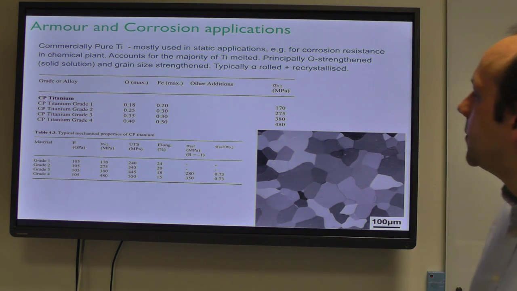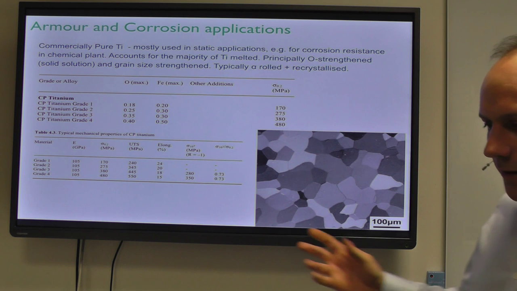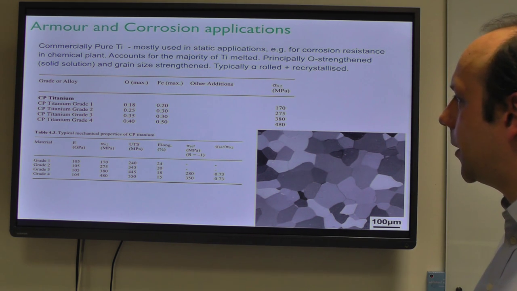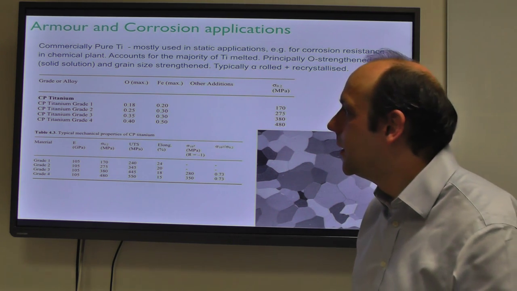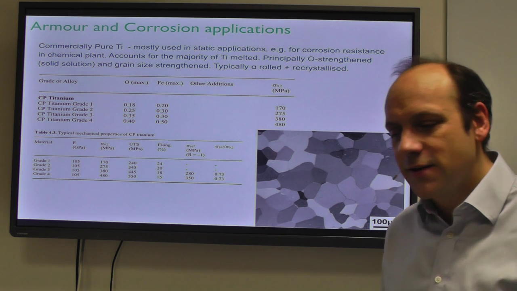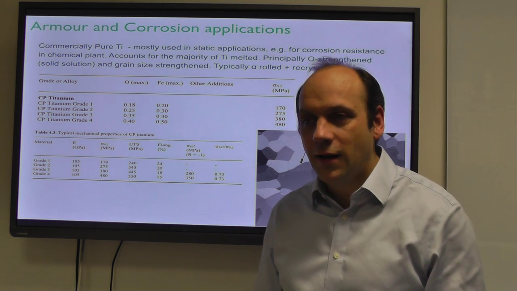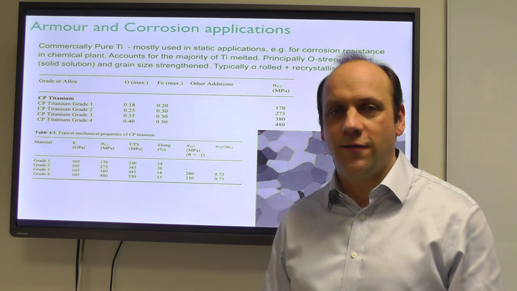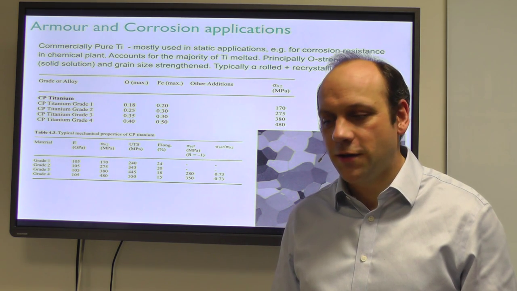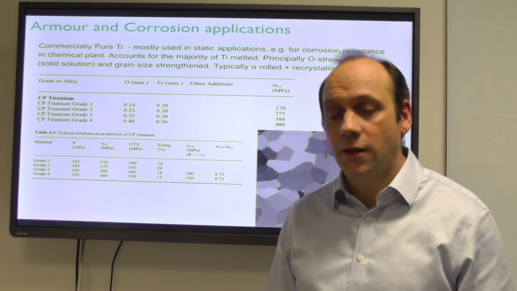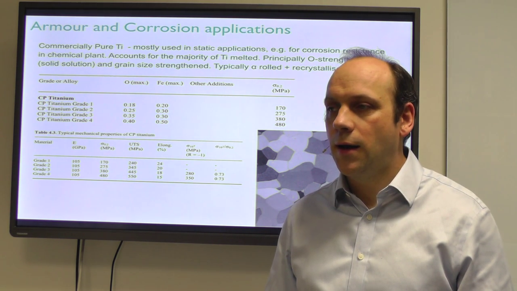End of soapbox. So now to think about armor and corrosion a little bit. Commercially pure CP titanium is quite widely used in static applications for things like corrosion resistance in chemical plant. Titanium is very, very good in corrosion because it forms this adherent oxide scale of TiO2. It's very, very thin, nanometers thin, that's protective in normal circumstances.